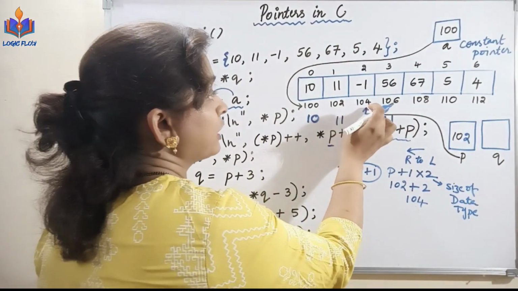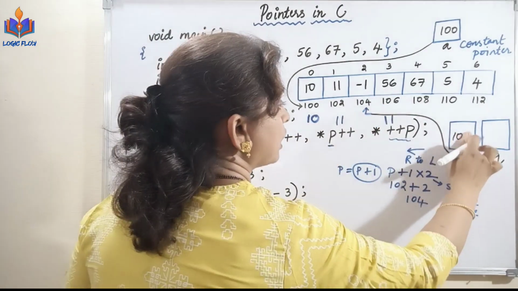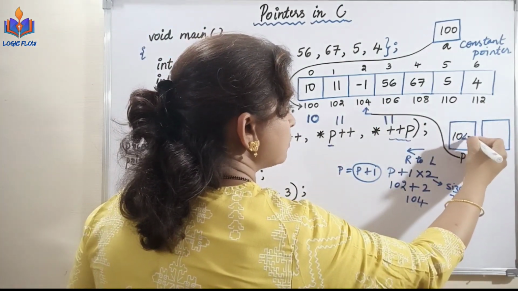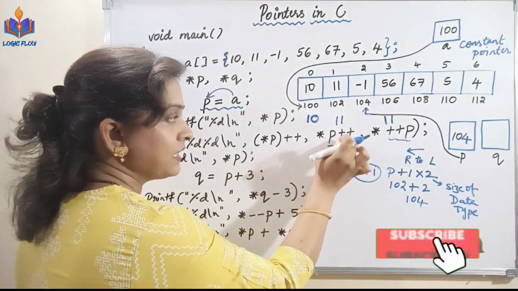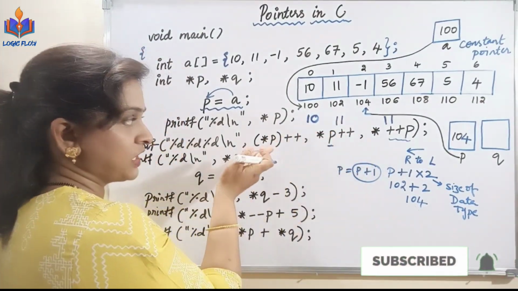Okay, so it is moving to the location 104. Now the p value changed to 104. For this line, the answer will be 11. Then again proceed. Look at this.